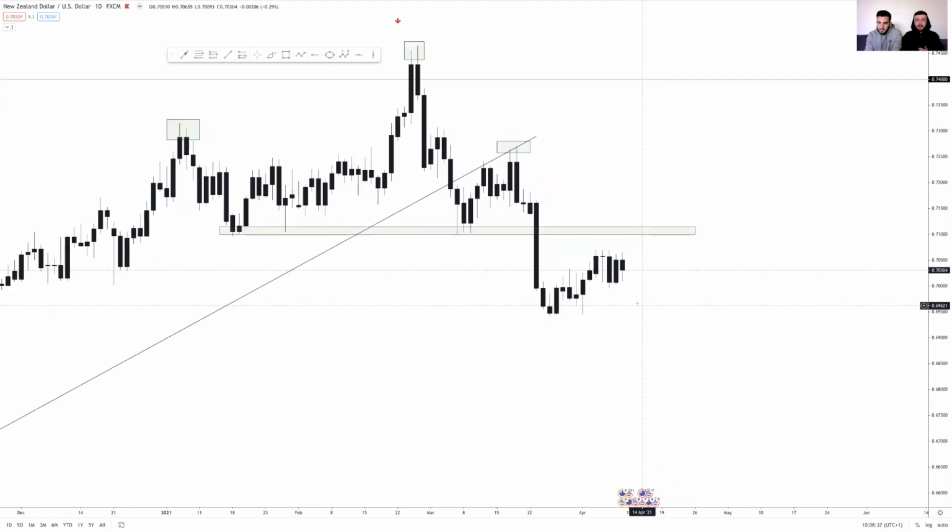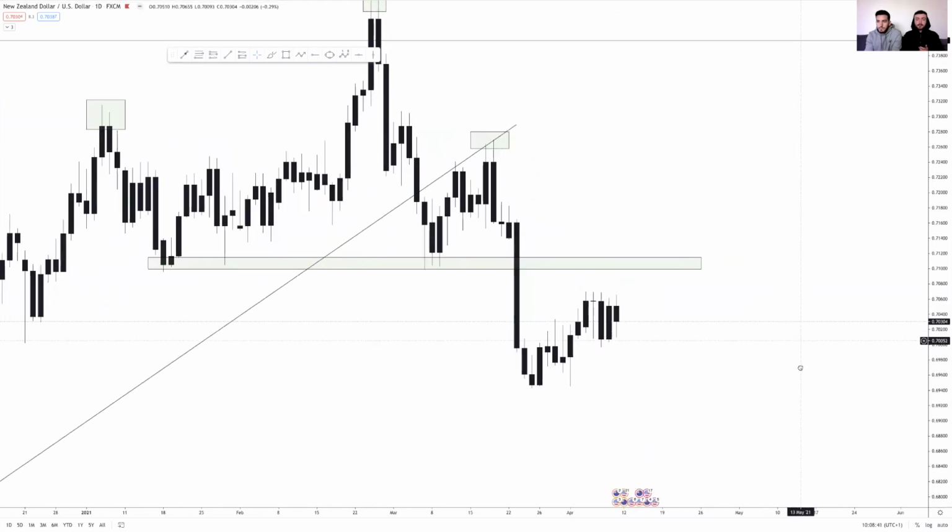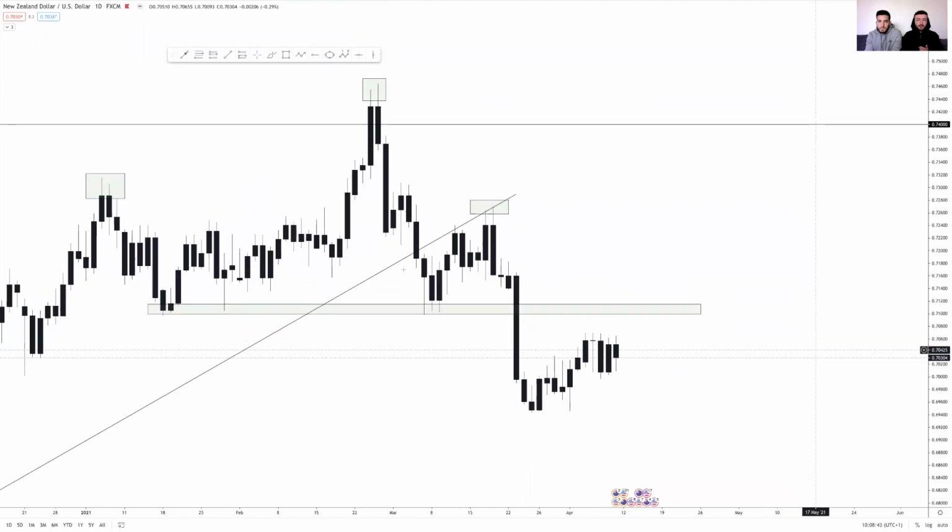Well, as you can see, we've had this strong impulsive move to the downside. So now what we'd like to see is some sort of corrective pullback back into this level. As you see, a nice level of support. Now we've broken it with this big impulsive candle, now we're waiting for that corrective structure back up.